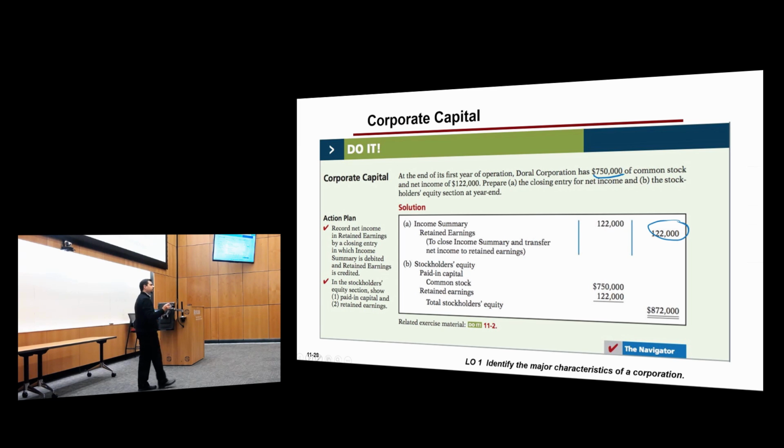You have net income, you close net income to retained earnings. Once you close net income to retained earnings, this amount will go on the balance sheet under retained earnings. Then you look at the paid-in capital. Paid-in capital we could have had, for example, preferred stocks as well. You list all the investments made by shareholders. It could be common stock, it could be preferred stock, it could be paid-in capital in excess of par value. Any questions?